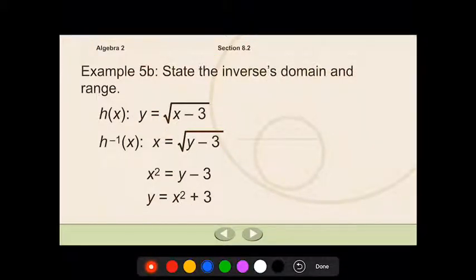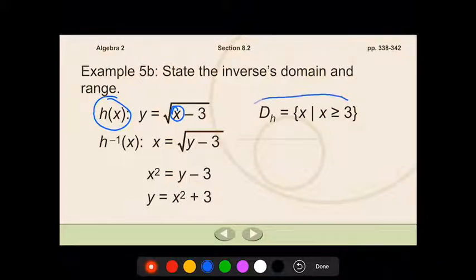Just another example. State the inverse's domain and range, the inverse you just found. So the domain of the original h of x function cannot be less than 3, because if it is, it would give us a negative number underneath the radical. That's why you say the domain for the h function is x is greater than or equal to 3.